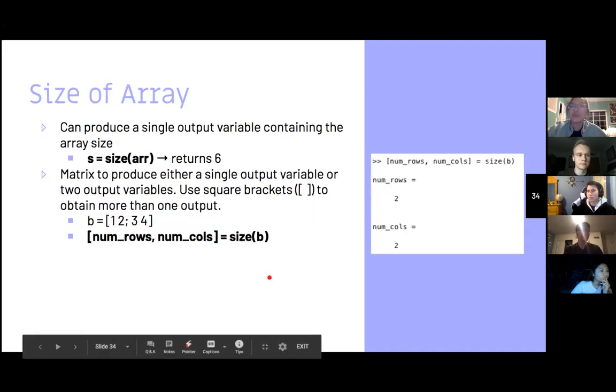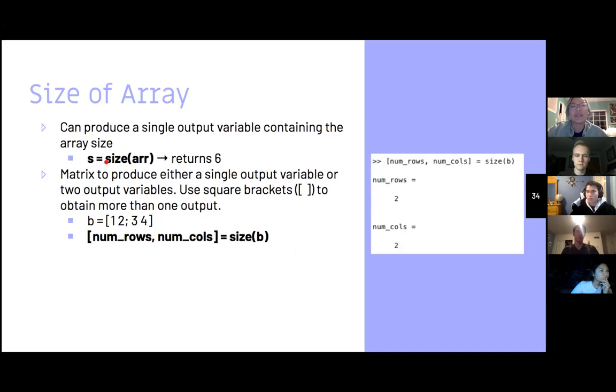Sometimes you want to know the size of your array as well, so you can just use the built-in size function. Again, if you want to know the dimensionality of your matrix, you can use the bracket notation with two elements. The first would be the number of rows, and the second element would be the number of columns. This should return right here your number of rows and number of columns.